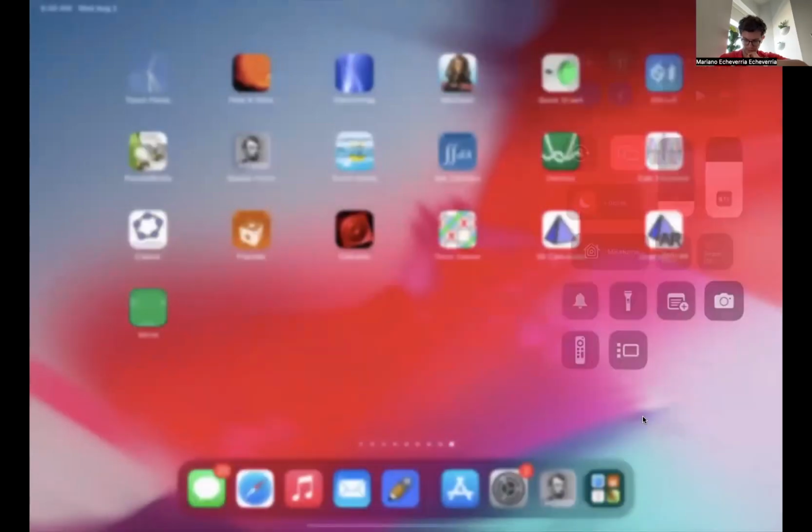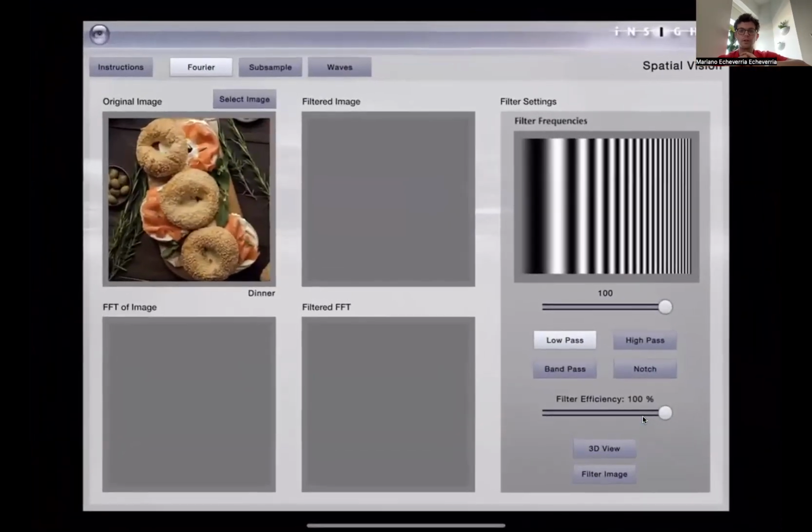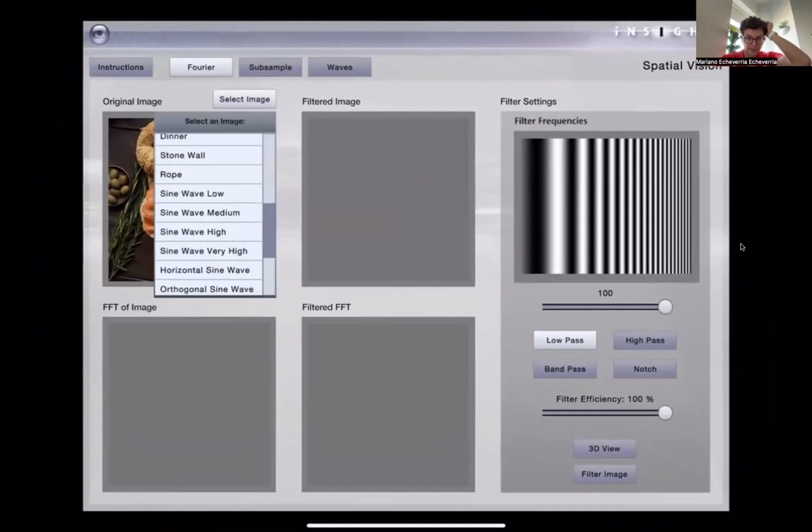Because for example, let's see, I have this fun app on the iPad if you want to download it. It's called Spatial Vision. So that's fun because that's kind of how signal analysis works, or processing images. So, this is an image of a bagel. You could take something else.